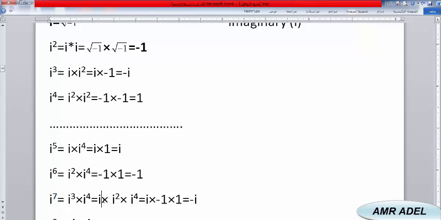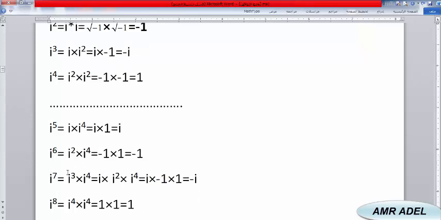Look here, I power of 7, which is I cube multiply I power of 4. I cube is I multiply I square, and I power of 4 here. I multiply I square, which is minus 1, and I power 4, which is 1. Now if you multiply I by negative 1, it will be negative I. Okay, look at this. I power of 8 is I power of 4 multiply I power of 4. It means 1 multiply 1 equals 1.